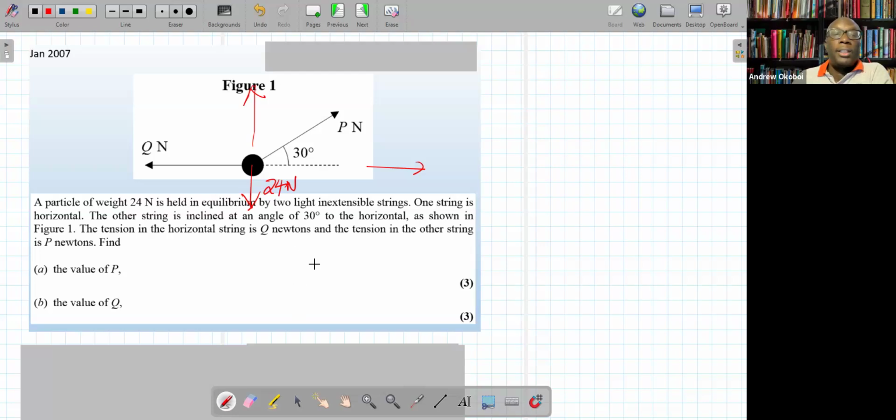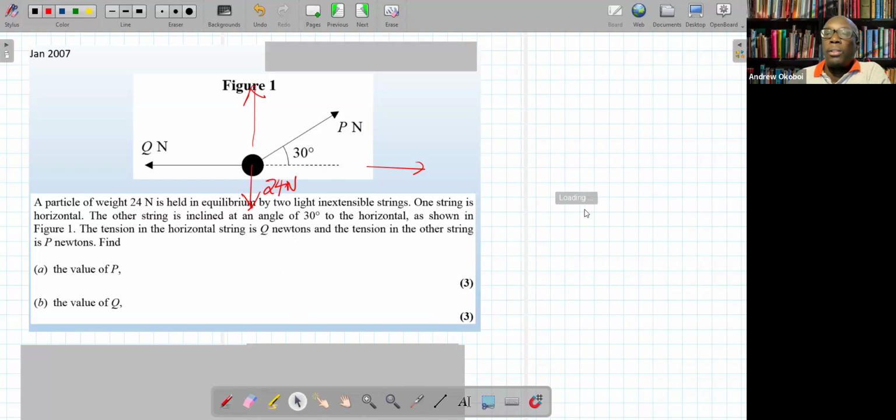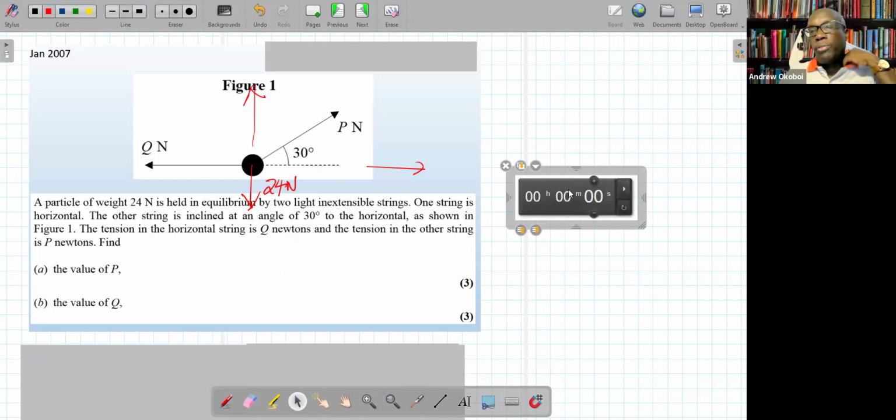And notice that there are 6 marks. This is 3 marks here, and this is 3 marks here. So they carry a lot of marks, but they don't take that long to do. So I'll give you 3 minutes or so just to do that, and then I will solve that one, and we will leave it there for today. Unless somebody has questions.